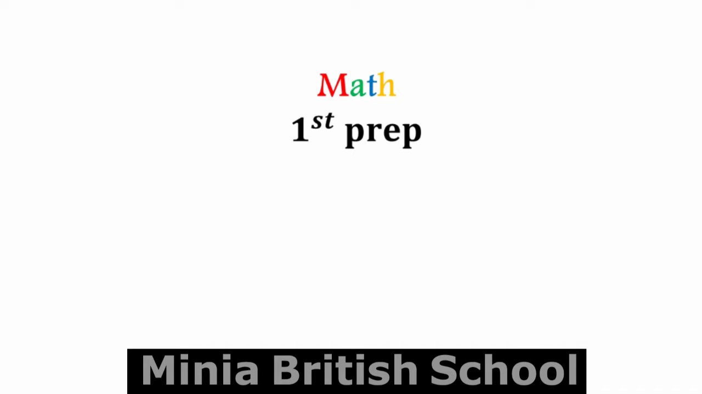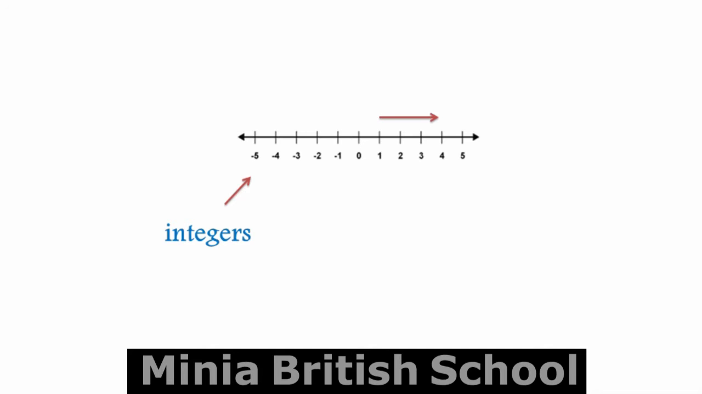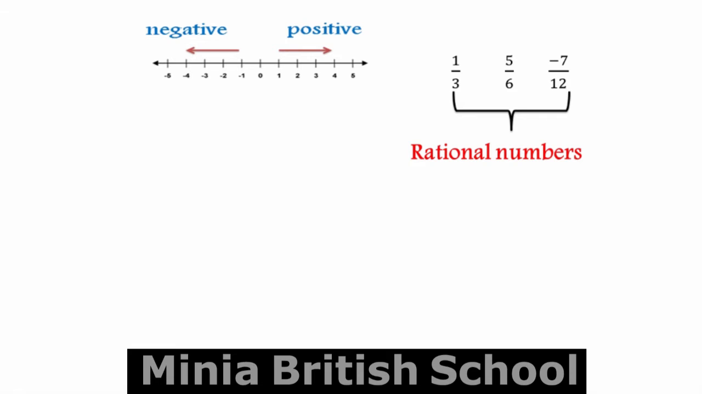Today we will go on to learn the concept of rational numbers. Numbers we see here on the number line are called integers. On the right side of 0 are positive integers and on its left we have negative integers. But if you have numbers like 1 by 3, 5 by 6, negative 7 by 12, each of these numbers is called a rational number.